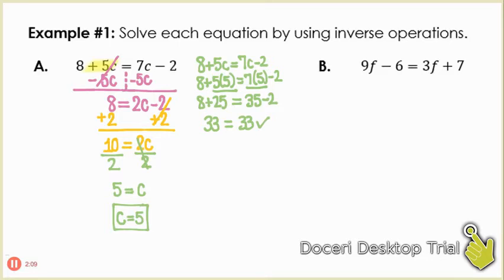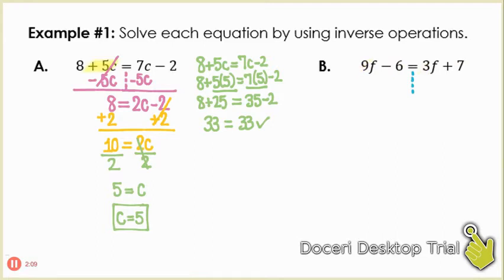Example B. Same thing. We're going to look. Do I have anything to distribute on the left? No. Are any of those like terms? No. 9f and negative 6 are not like terms. On the right-hand side, do I have anything to distribute? No. Are those like terms? No. And so now I'm ready to move my variables to one side of the equal sign.